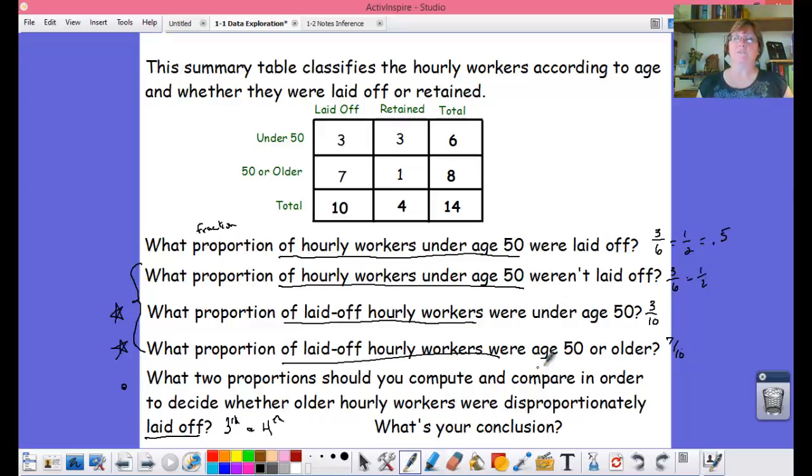My conclusion, and yours may be different, but I would say that's some pretty good evidence that, yes, they were disproportionately laid off. So I'm going to say yes, there was, well, I'm going to say discrimination, okay? Because that's what this case was about. Discrimination. Good. All right, let's go on.